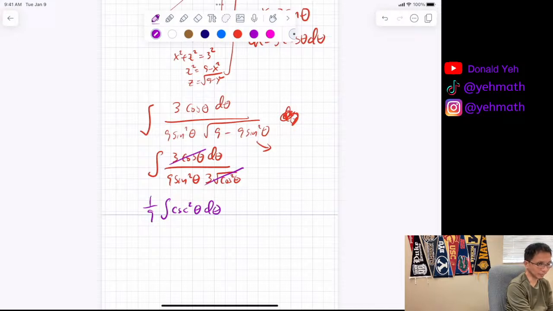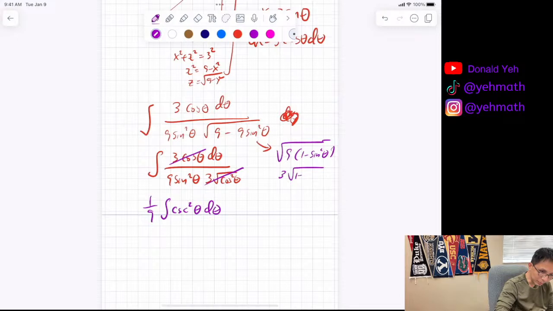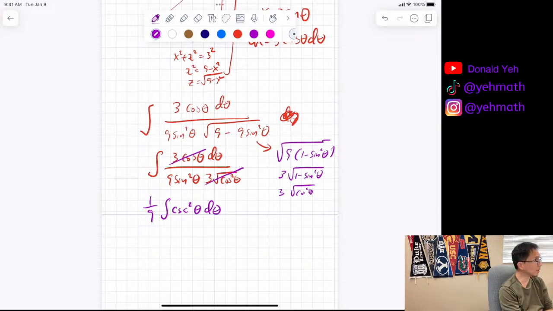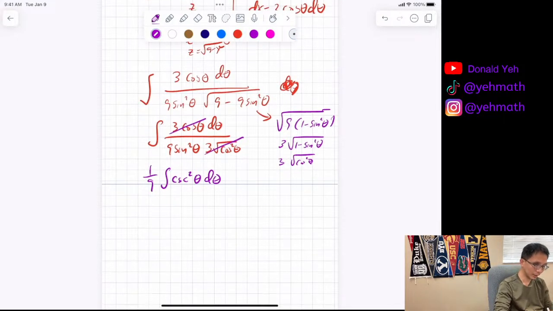How does 9 minus 9 sine squared theta become 3 root? Okay, I'll do this. Then this is 3 times 1 minus sine squared theta, which is 3 cosine squared theta, right? I think I got it. You got the same answer as me? I went a different way.